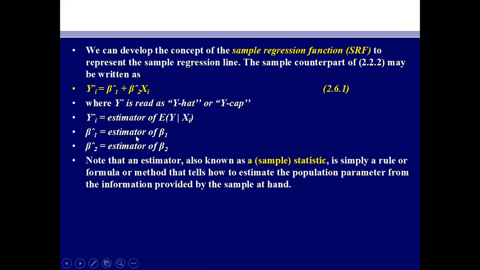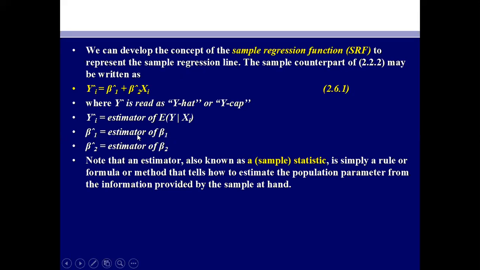While estimate, with the TE at the end, would be a particular numeric value of that estimator using given sample data. So for example, as you will see in a few seconds, beta 1 hat would basically be a function. It would be a formula. And you will be using that formula to estimate the value of beta 1. So beta 1 hat in mathematical form would actually be an estimator.